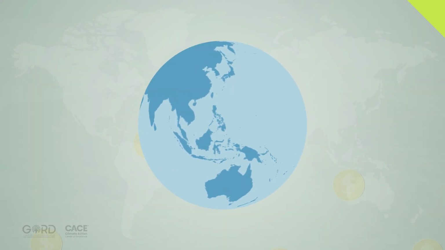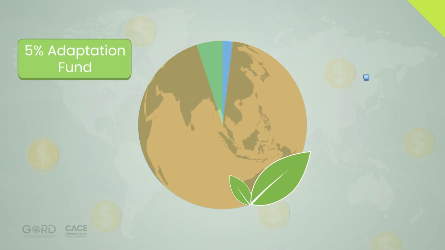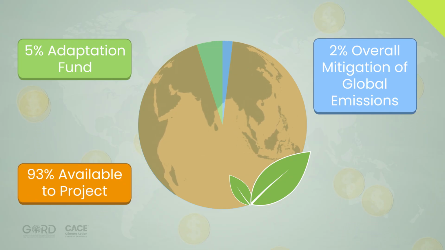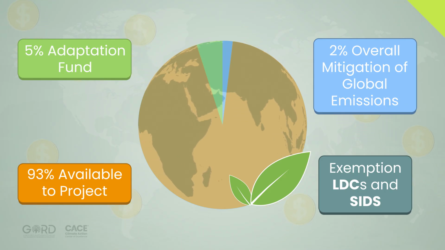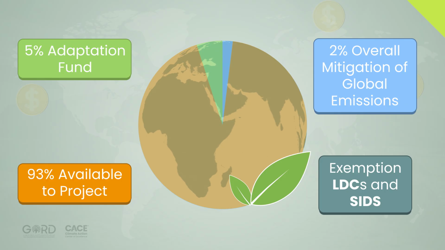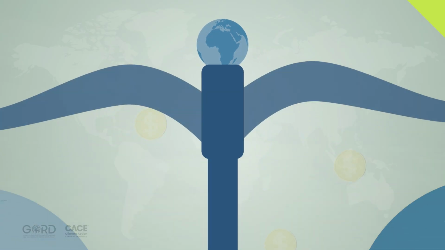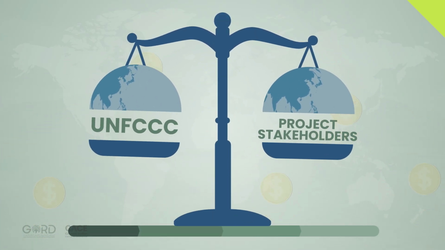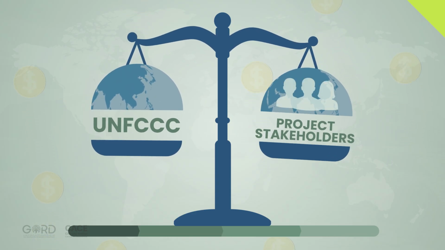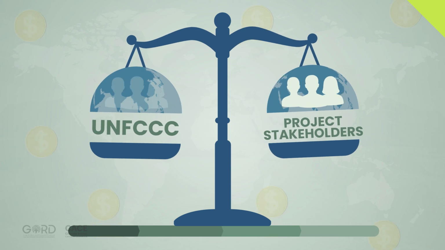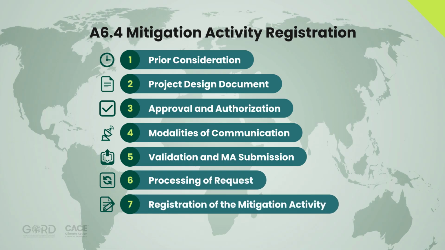In addition to fees, each project must contribute to global climate goals. 5% of issued credits go to the Adaptation Fund. 2% of issued credits are withheld from use to ensure overall mitigation of global emissions. Again, LDCs and SIDS are exempt from the adaptation share. Together, these fees and contributions help ensure that the Article 6.4 mechanism remains financially sustainable, fair to project participants, and efficient for the UNFCCC. Now let's go through the key steps of the activity cycle.